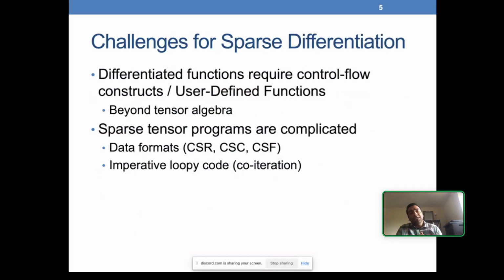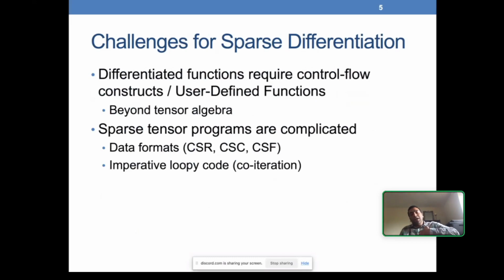So what are the challenges? One of the key challenges, as Fred mentioned in the first talk, is that the functions we want to differentiate usually require some control flow constructs or user-defined functions. And it goes beyond tensor algebra. This means that we cannot perform the differentiation at the level of tensor algebra; we need something more than that. And also, if you want to do it at a lower level, sparse tensor programs, if we express them in C, for example, are very complicated.